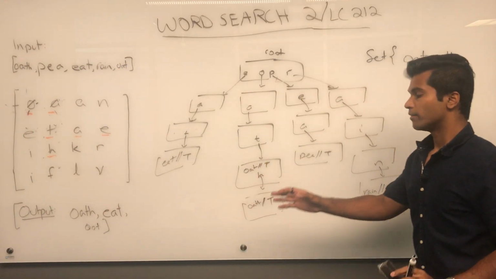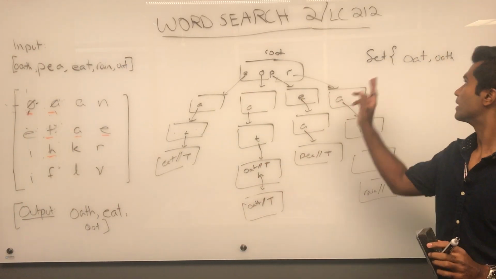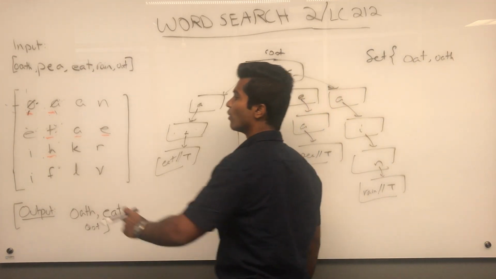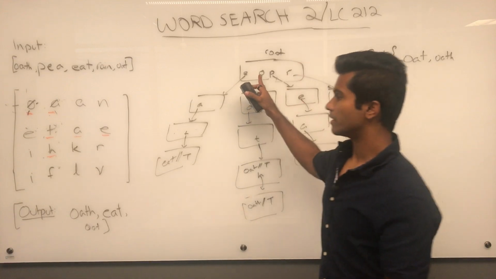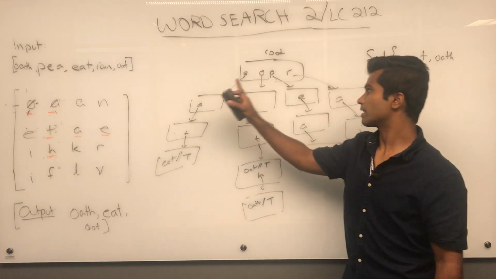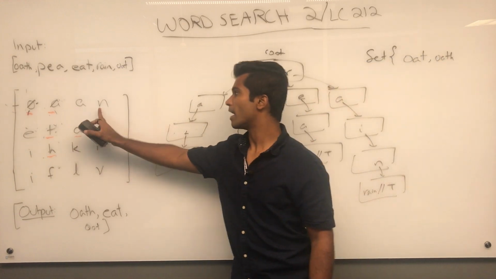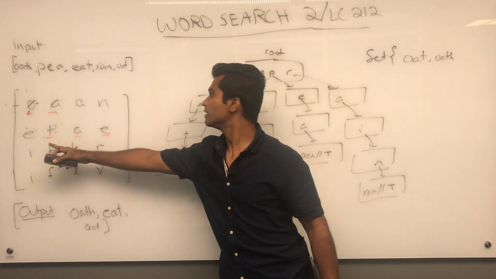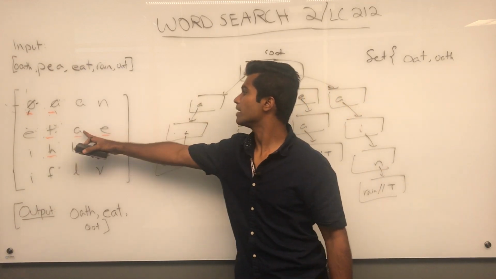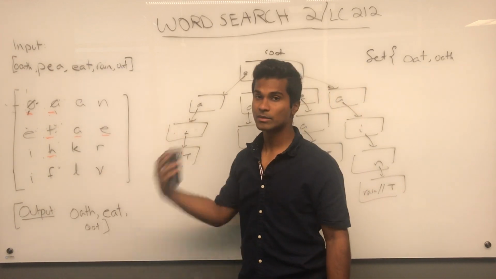Cool, so we already have oath and oat in our set. So what's next? We go over to A. Well, A is not in here. The second A, it's not part of the root. N is not part of the root. E is not part of the root. T is not part of the root. A is not part of the root. E is part of the root.